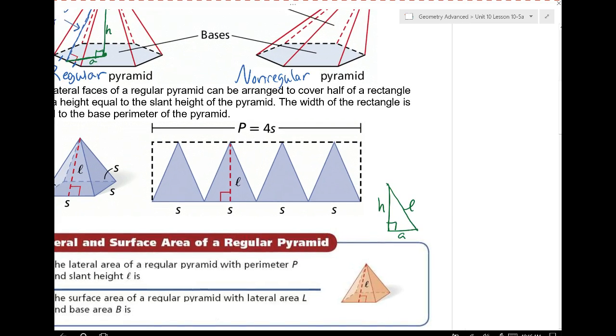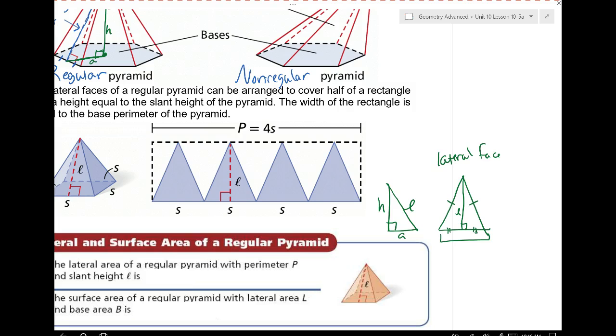Draw your lateral face off to the side if you have room somewhere. Here's your lateral face. We know the lateral edges are the same. We drew in the slant height. Do you guys see the other right triangles you could possibly be working with as well? You have to be really good at knowing what's going to help you with the slant height or the lateral edge or the height by just using those right triangles. So that's one reason why I use regular pyramids. It's right triangles galore.